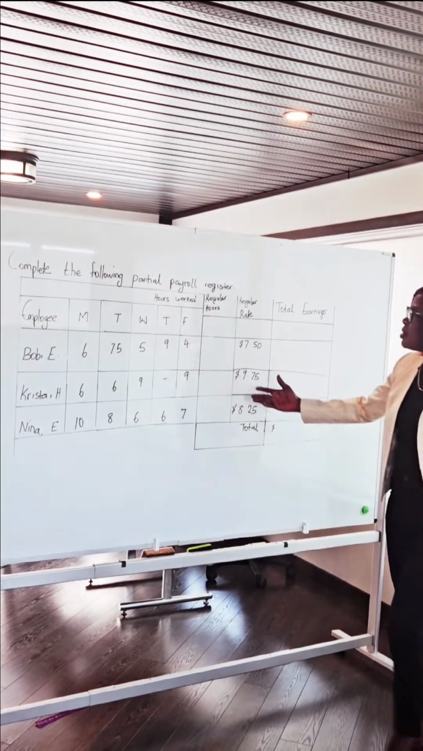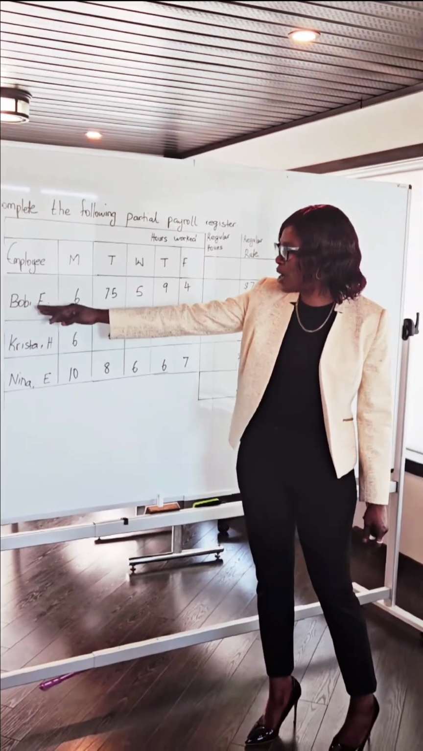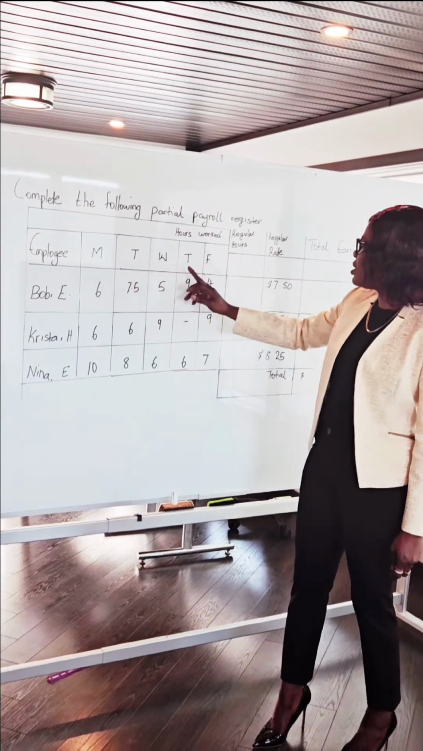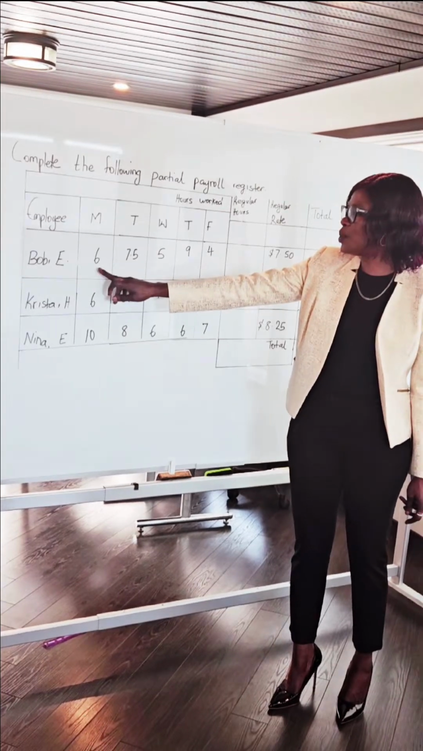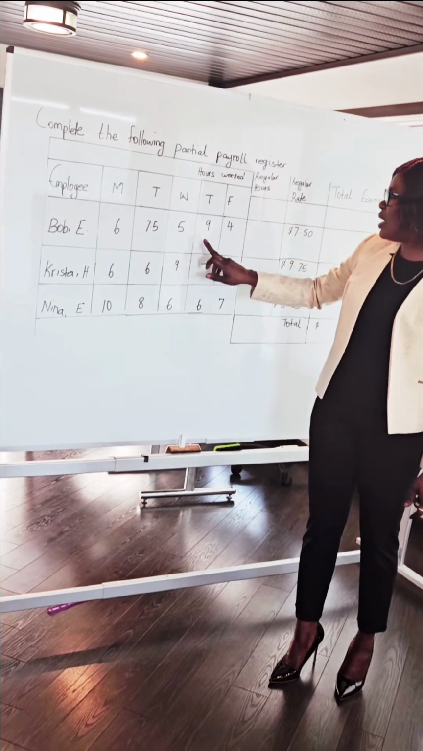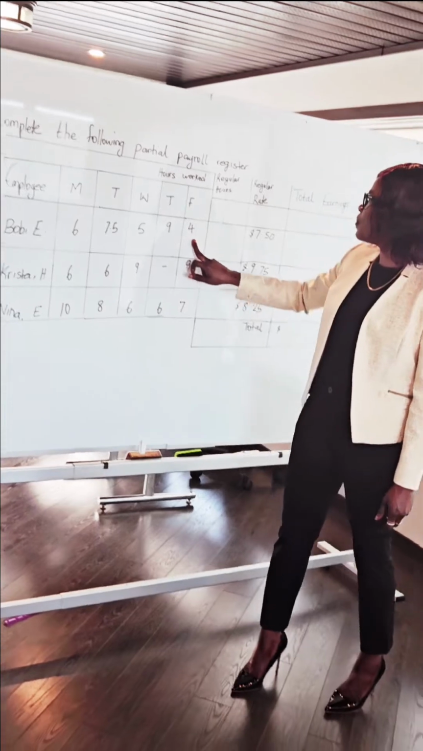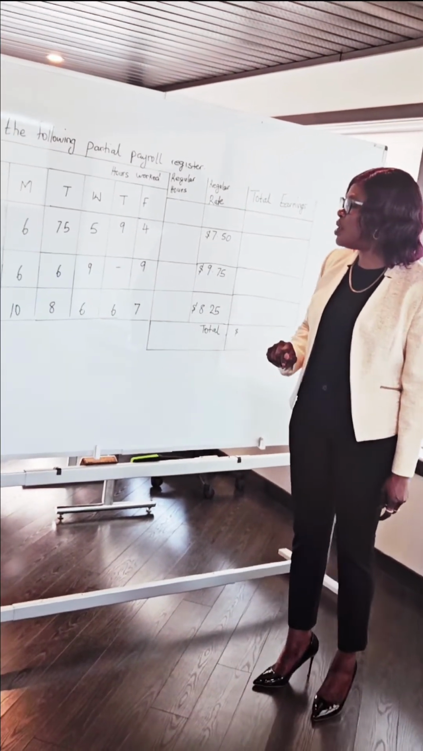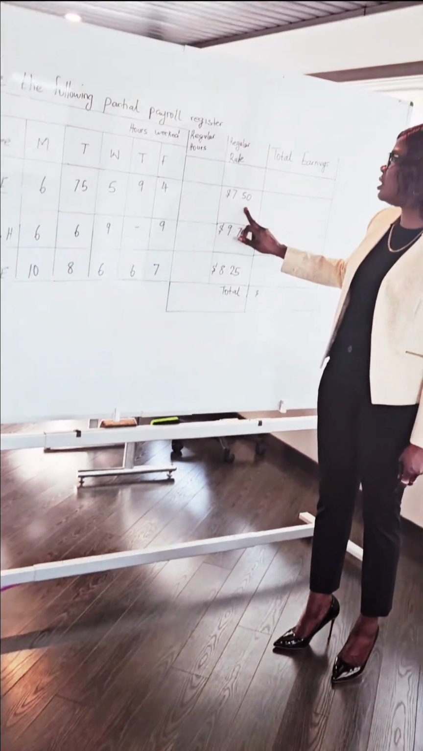So look at this. This is just the payroll register. We have the employees Bob, Krista, and Nina, and Monday, Tuesday, Wednesday, Thursday, Friday. Bob put in 6 hours on Monday, 7.5 hours on Tuesday, 5 hours on Wednesday, 9 hours on Thursday, then Friday, 4 hours. The question is asking, at what rate? How much is Bob being paid per hour? Bob is being paid $7.50.